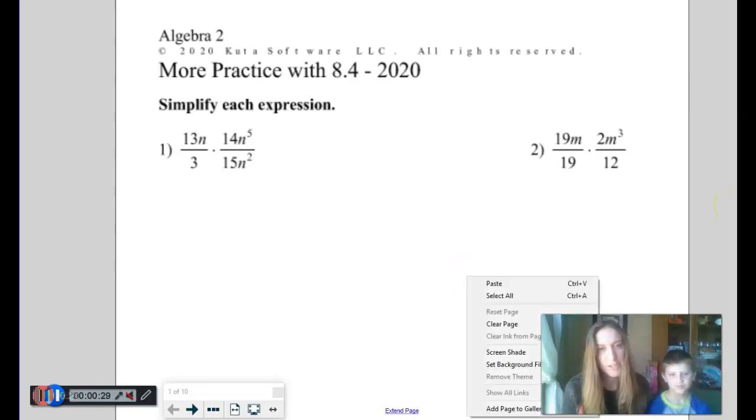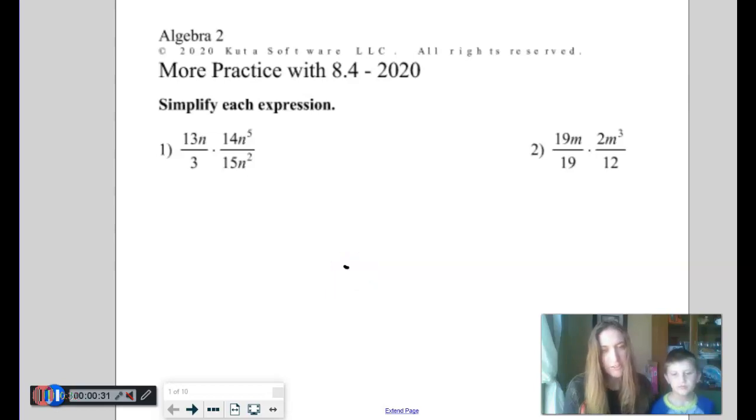All right, so when I look at numbers 1 and 2 on this worksheet, they're very similar. They're multiplication questions, and I notice that there's no factoring because they're monomials. So what we're going to do is we're going to smush these numbers together.